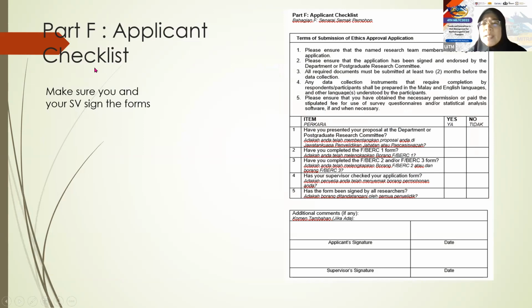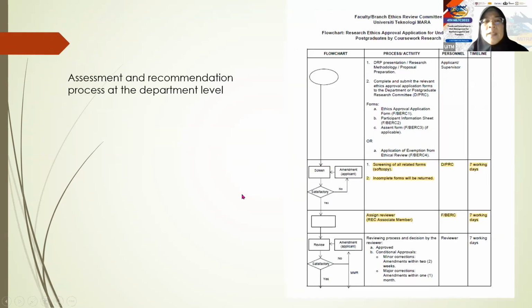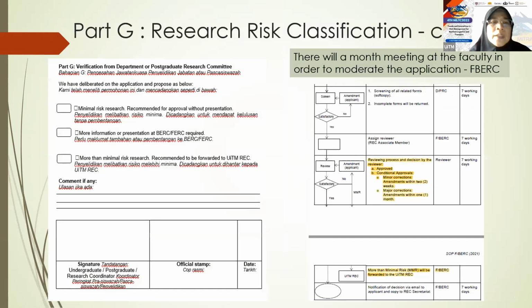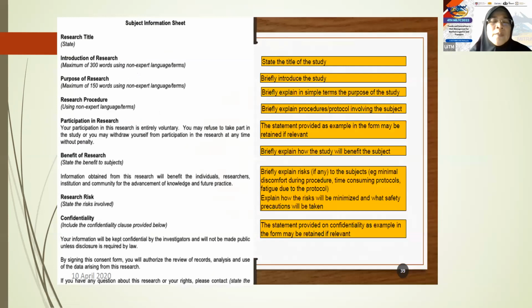Okay, applicant checklist. You need to make sure that all the items are checked or responded to, whether it is yes, no, or not applicable. You need to fill that out. Make sure you sign, and make sure your supervisor signs. Okay, these are the forms.